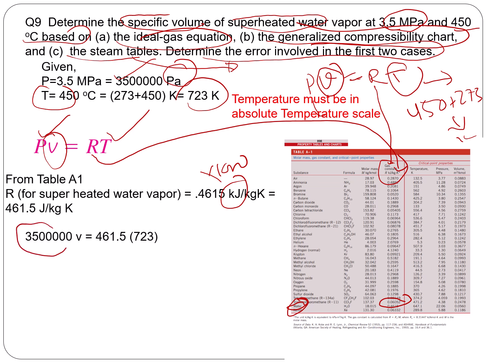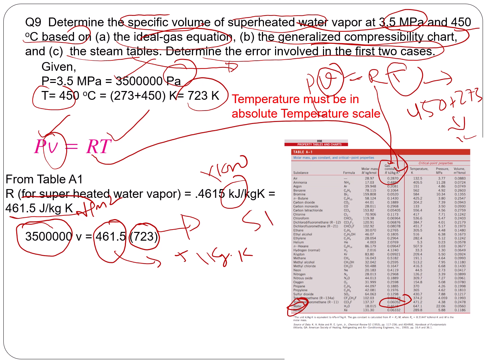That is the only unknown. This one is the pressure in Pascal or Newton per meter square. This is the value of R, which you got from appendix A1, in joule per kg per Kelvin. And again, very important, the temperature has to always be on the absolute temperature scale. Since you are doing SI units, it has to be in Kelvin. So we just do the calculation, and it should be easy. This is one way of solving using the ideal gas equation.